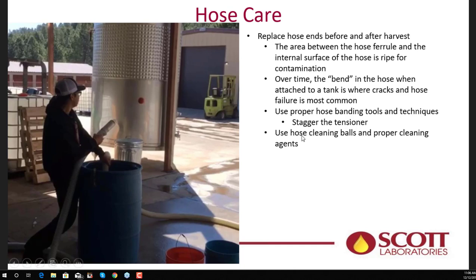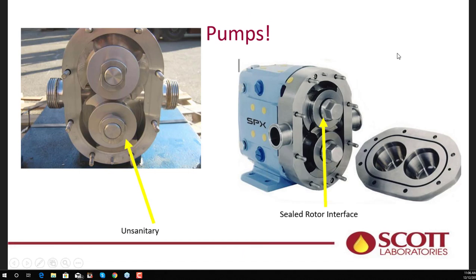And use hose cleaning balls and proper cleaning agents, and you can have as much fun as this guy is having right here. Pumps. I think this is one of the most common areas of spoilage in the wine industry. I'm only going to talk about Waukesha's. There are plenty of other different kinds of pumps out there. They have like flexible impeller or air diaphragm pumps. Those are probably 2 of the most common.